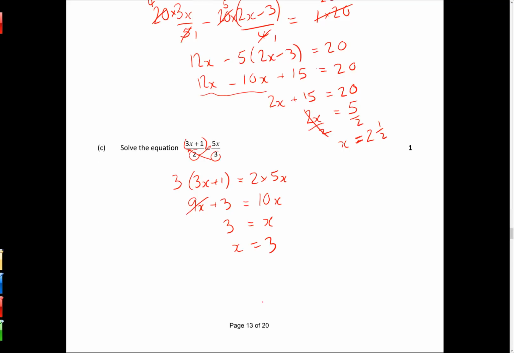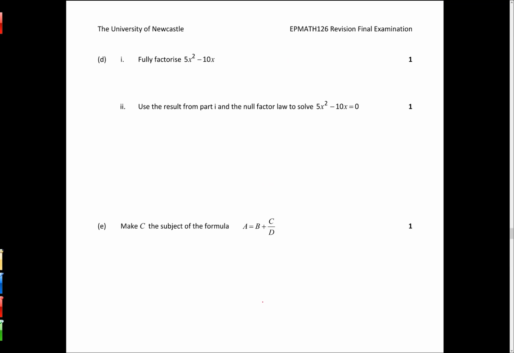Now, what have we got next? Fully factorise. Well, that's when we take out the biggest or highest common factor of both of these terms. We've got this term and this term. Now I can see there's a 5 in both of them as the highest common factor. Definitely 5 and 10, you can take a 5 out of both of them. If I've got an x squared and an x, I can take an x out of both of them. No more, but I can take an x out.